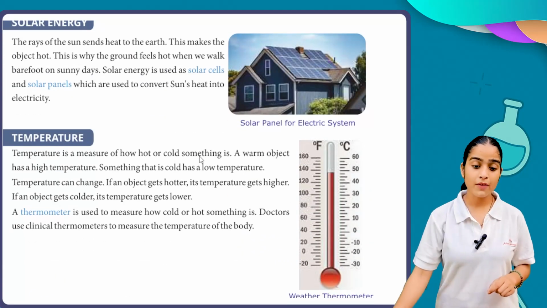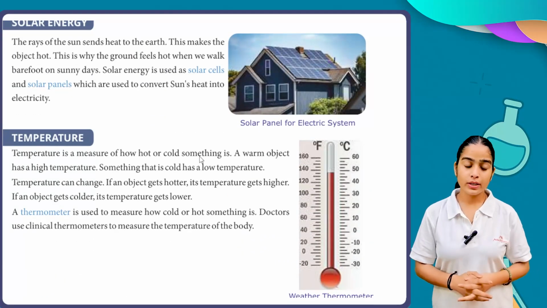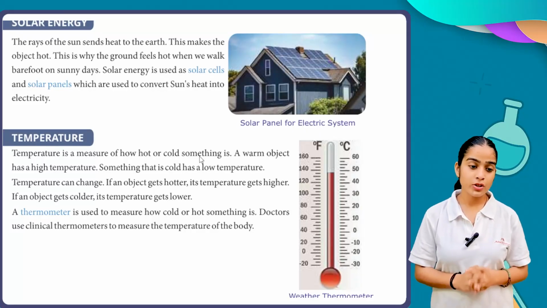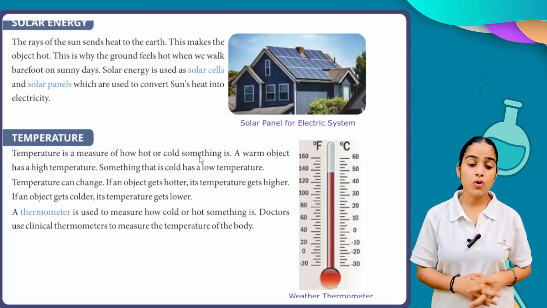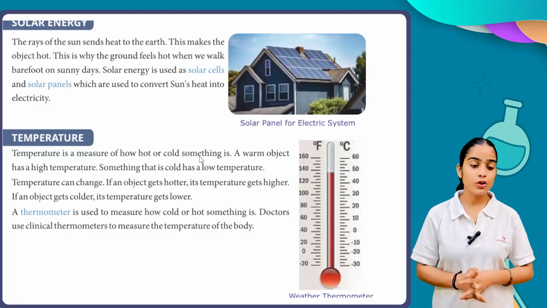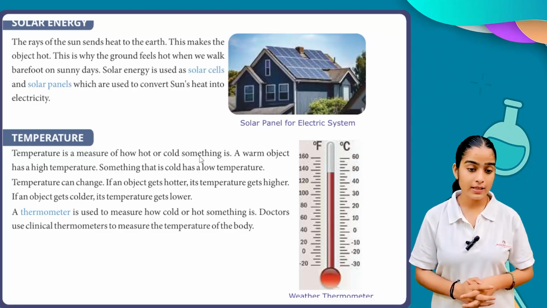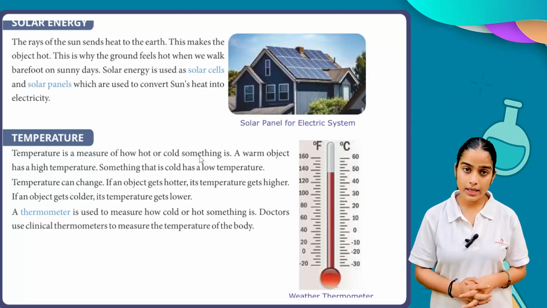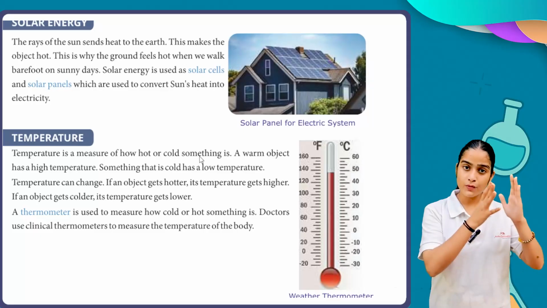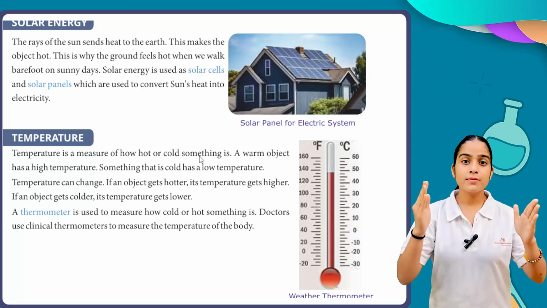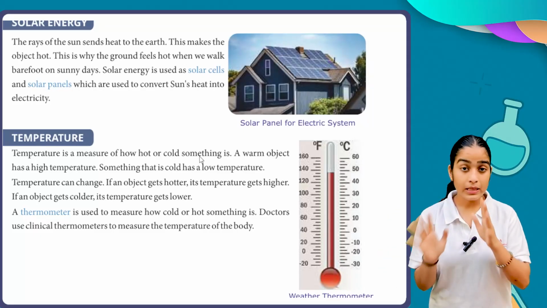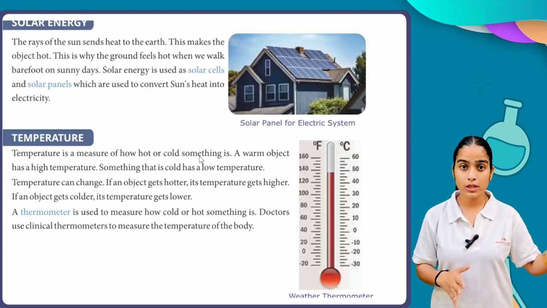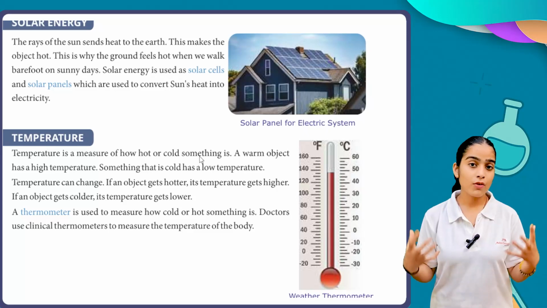Okay. Next, we have solar energy. The rays of the sun send heat to the earth. This makes the object hot. This is why the ground feels hot when we walk barefoot on sunny days. Solar energy is used in solar cells and solar panels, which are used to convert sunshine into electricity. So what we understand here, we have solar energy, which is given by the sun. That is why in summer, if we walk barefoot on the ground, we feel hotness, we feel warmth, right?